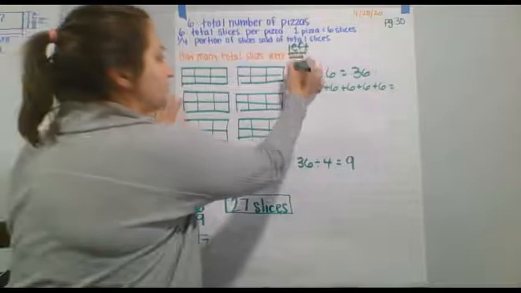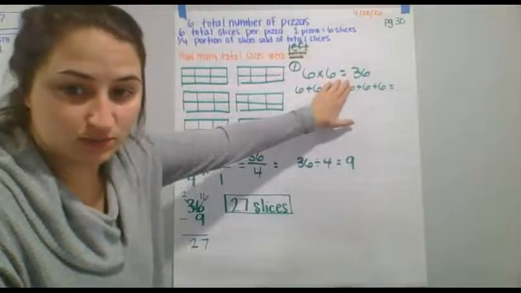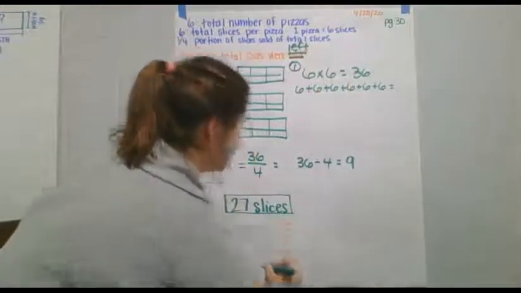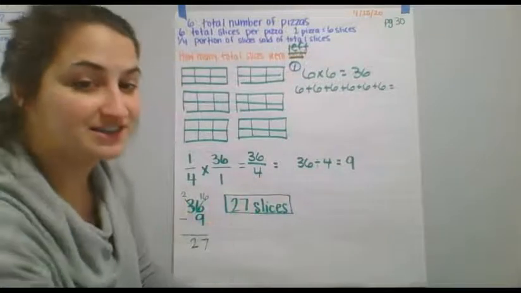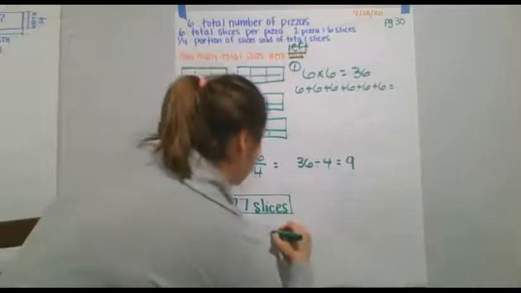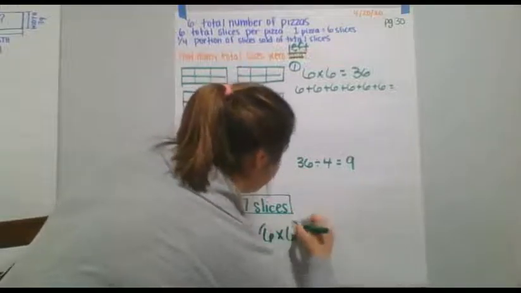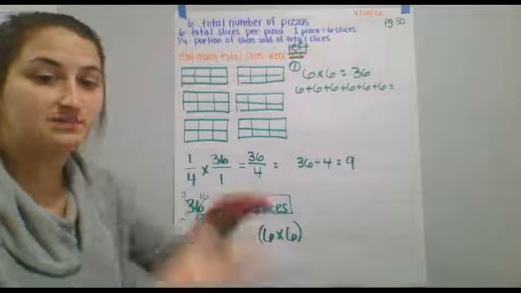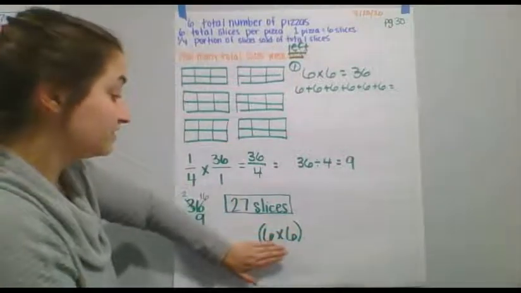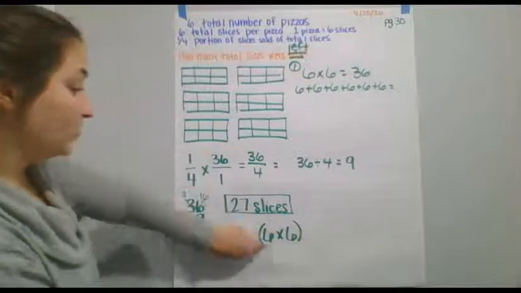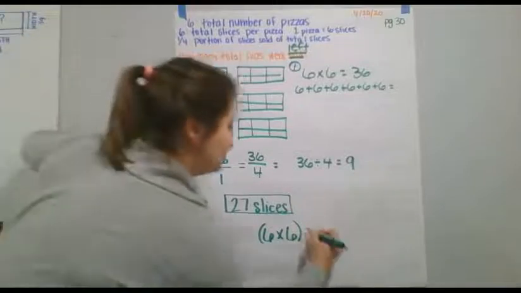So this was our first step. The first thing that we have to do is figure out what our total slices was. So we took 6 times 6, and I'm going to start in the center because we may need to work in different ways. So we're going to take 6 times 6, and that was the first thing that we did. We're going to put that in parentheses because that's the very first thing that I want to do. So now, once I get my 6 times 6, which is 36, I'm actually going to multiply that answer by 1/4.